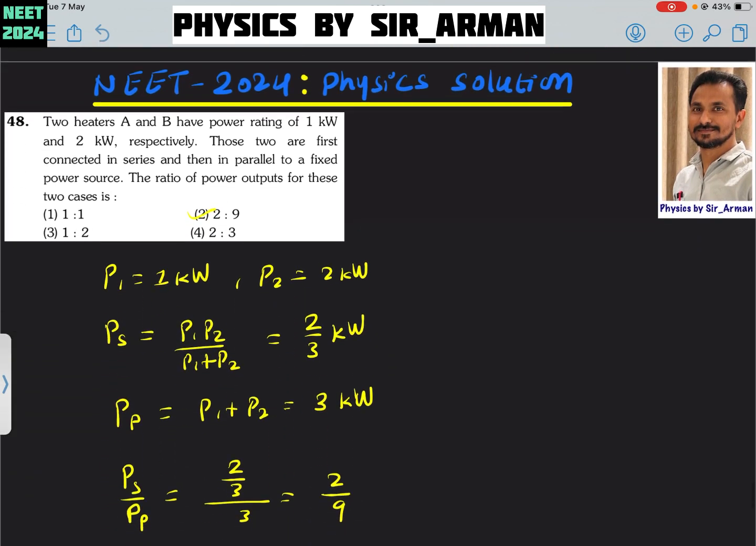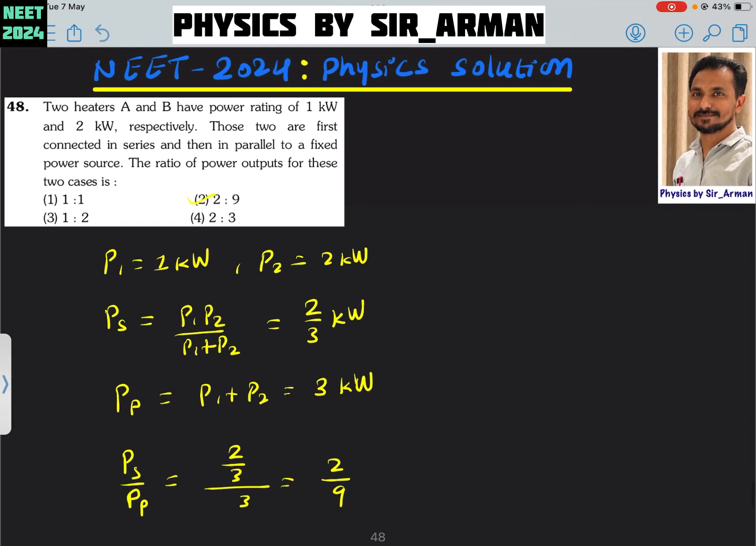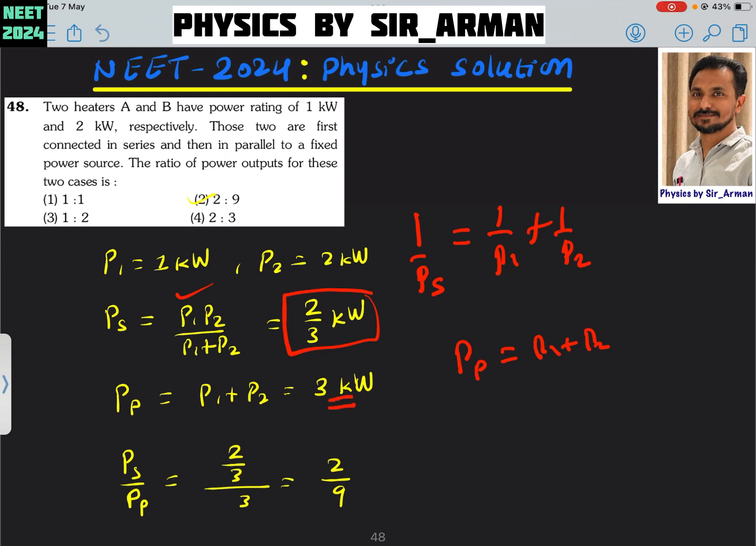Question number 48. Two heaters A and B have power rating 1 kilowatt and 2 kilowatt. Those two are first connected in series. So for series combination, we have 1 upon P1 plus 1 upon P2 for powers, if you want equivalent power in series combination. So the resultant power, if you place in this equation, you will get 2 by 3 kilowatt. And for parallel combination, you just add them, P1 plus P2. So now it becomes 1 plus 2, it becomes 3 kilowatt.